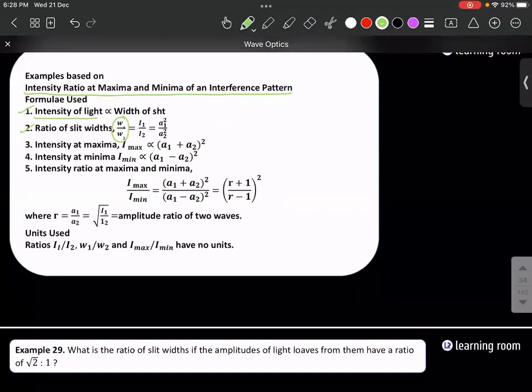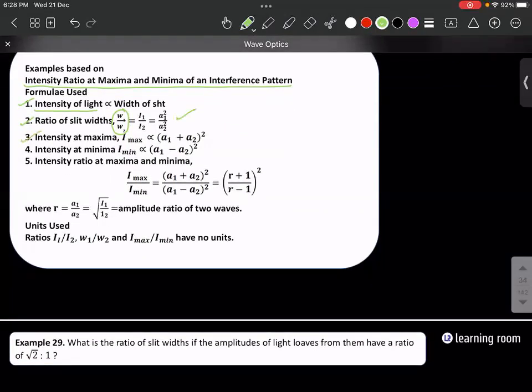Okay. Next, if you know this value, then intensity at maxima is directly proportional to (A1 plus A2) the whole square. Similarly, intensity at minima is directly proportional to (A1 minus A2) the whole square. Then the intensity ratio at maxima and minima is given as I max by I min is equal to (A1 plus A2) the whole square by (A1 minus A2) the whole square.